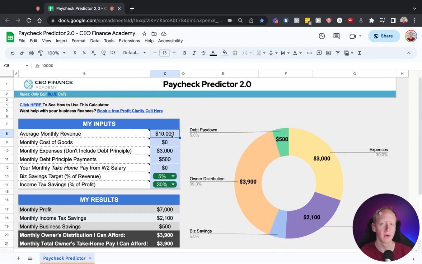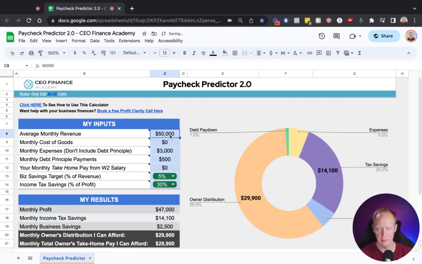At the top here, we're going to put your average monthly revenue. Or if you're looking at it for a specific month, just put your revenue for that month in there. So let's say in, I don't know, July, I have 50,000 of revenue coming in, okay? So look at your profit and loss statement, look top line, total income, put that number in.